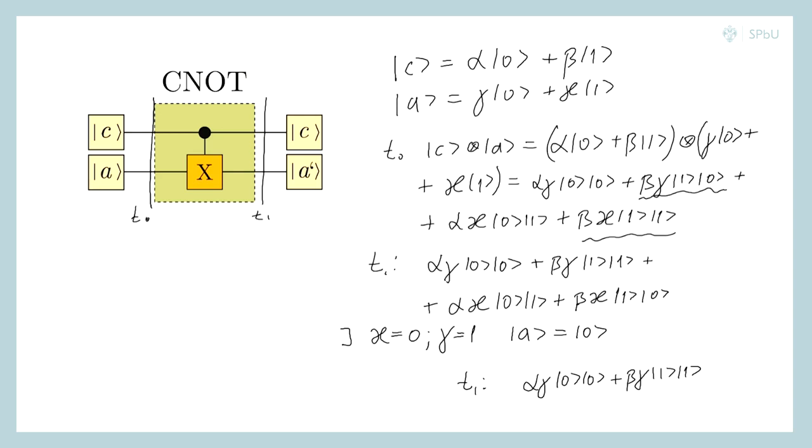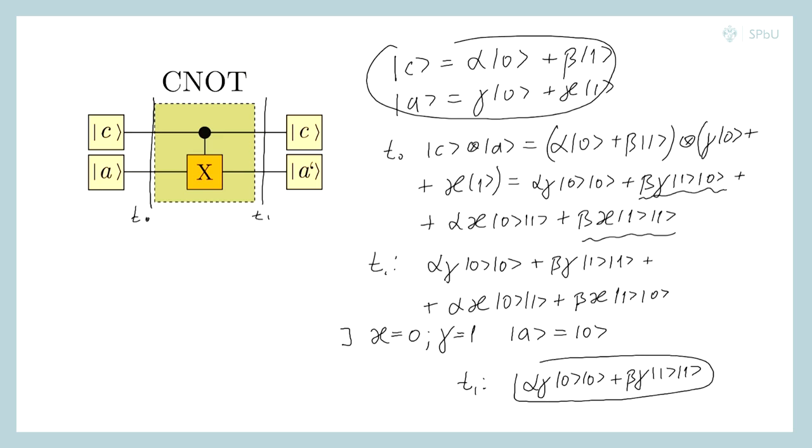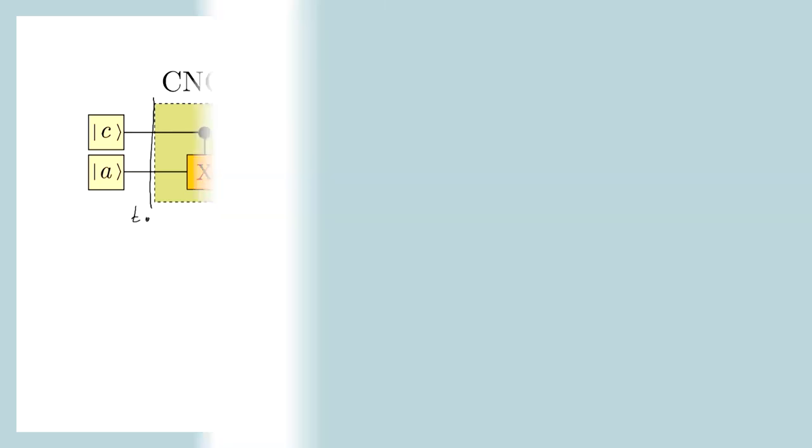The result should be analyzed more deeply. At the input, we have two separable states of the qubit C and A. And at the output, we have an inseparable, or entangled, state. So, the CX transformation entangles the control and the target qubits.